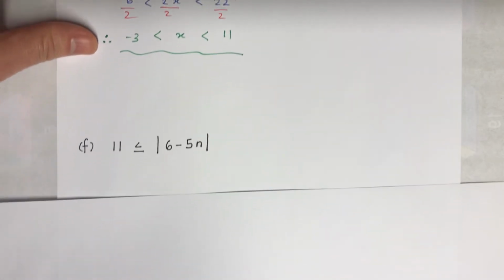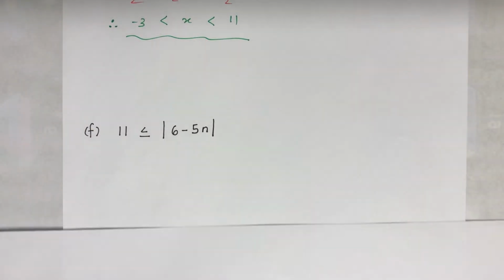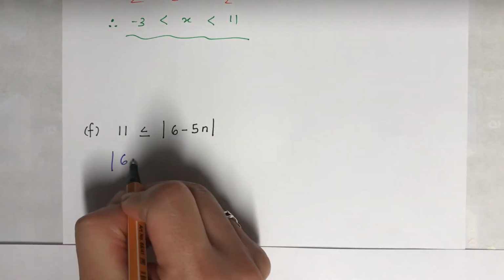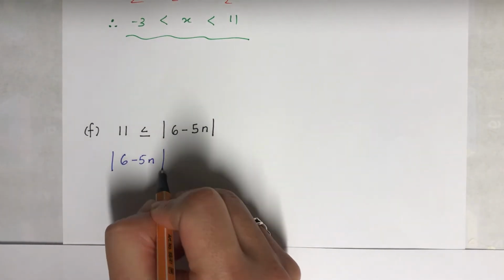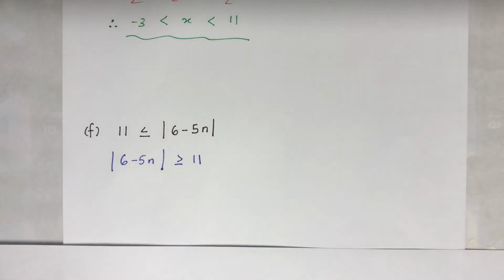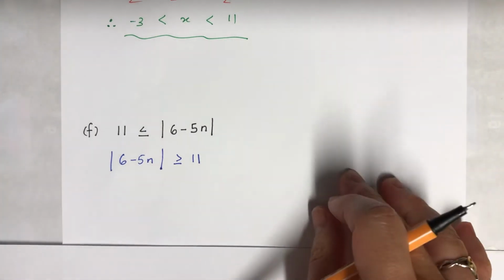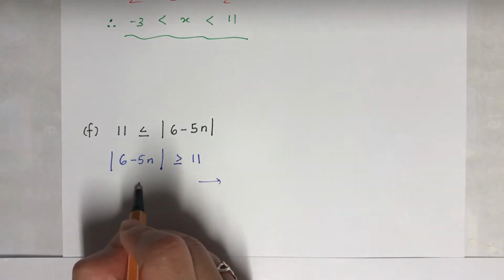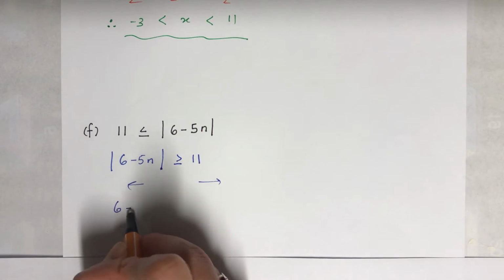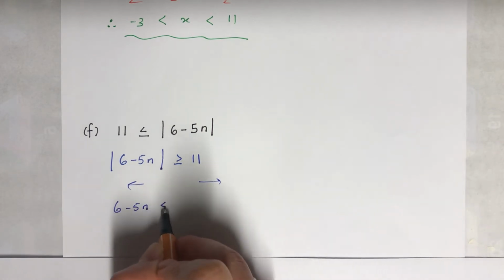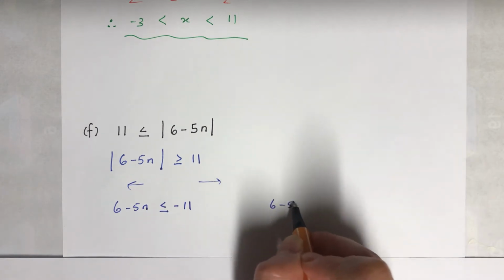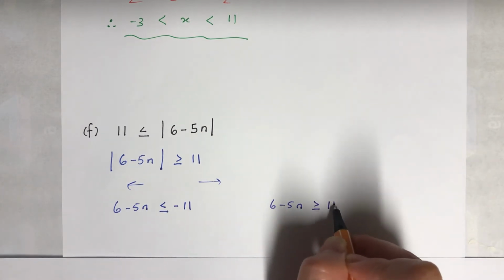And next one, F. Again, I'm just going to swap this around so it looks a little bit more familiar for me. So I'm going to do that right now. And then it's bigger than, so it's an outer part, isn't it? So I'm going to go 2 cases here. 6 minus 5n is less than equal to minus 11, or 6 minus 5n is bigger than equal to 11.